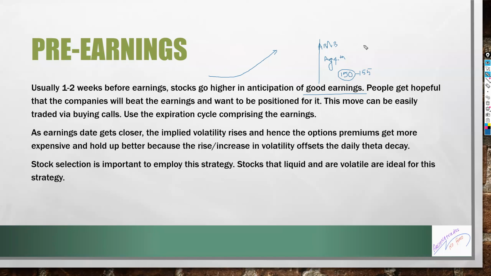I'm just giving a random example, okay? If I bought it for say $5, okay, 150 calls. Now Airbnb ran up and now it's at $6, okay?